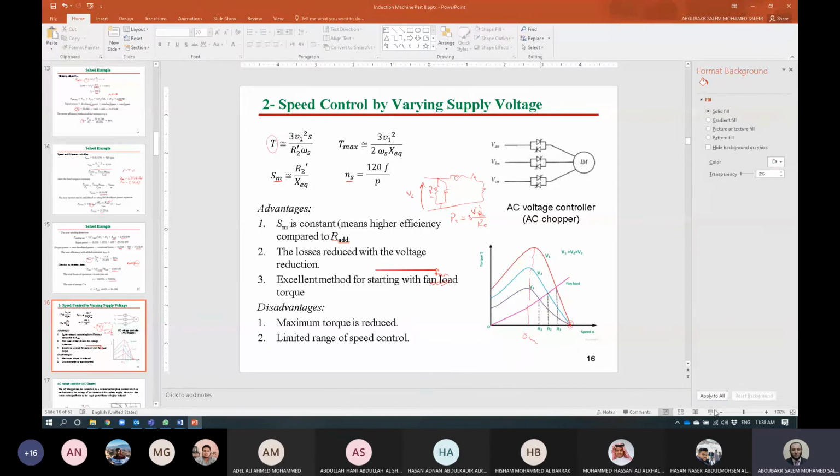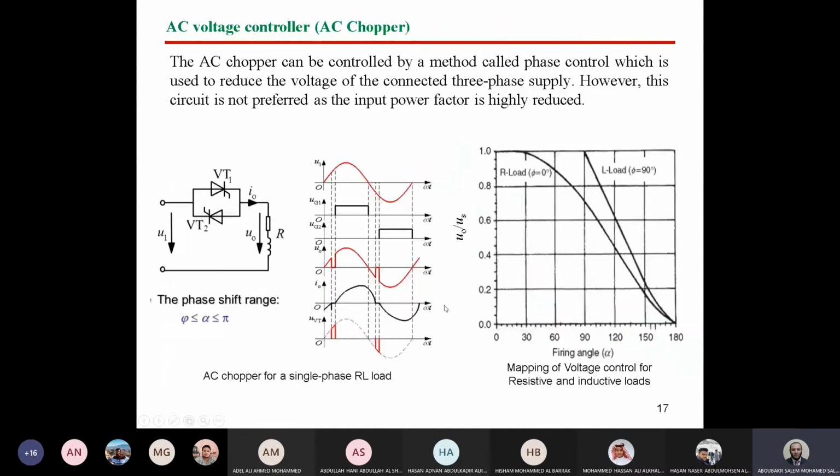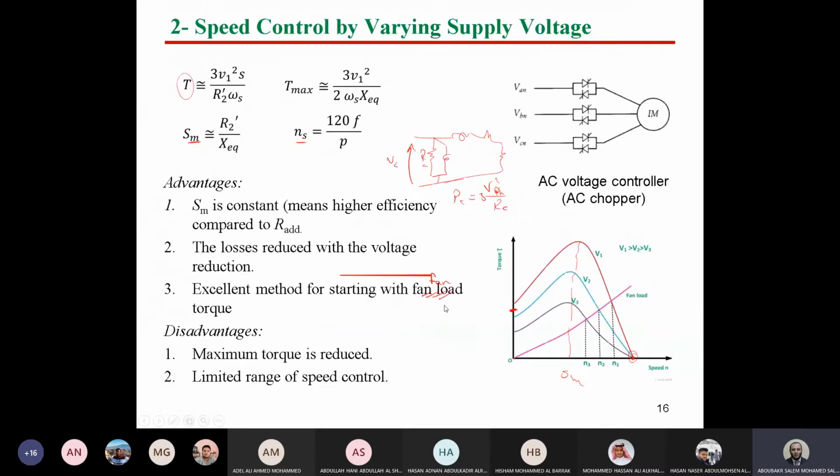Why? If torque load is constant, this means you may have torque load at this instant here. So if you decrease the voltage at starting, you may have T starting lower than T constant. However, for fan load, it's suitable for any type. So this is excellent only for fan, not for constant load torque. Fine. What are the drawbacks?